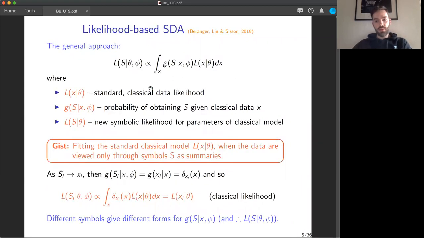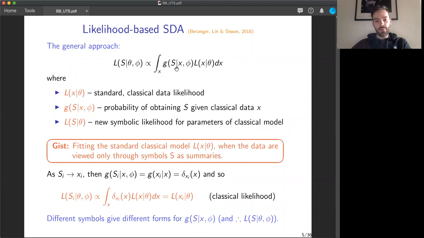Okay, so in 2018 with Jaslyn Lin and Scott Sisson, we proposed a likelihood-based approach for this kind of data. The approach is relatively simple. We define a likelihood for the symbols, L of S given theta and psi, as being proportional to an integral of G of S given X times L of X given theta, and I integrate with respect to X. L of X given theta is your standard classical likelihood. That's the model that you would like to fit, and the parameter of interest is theta.